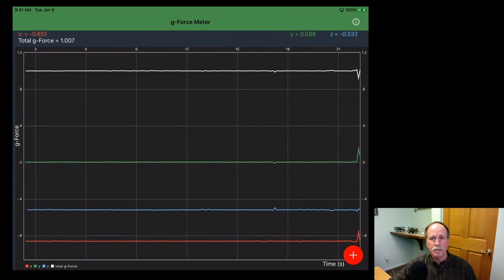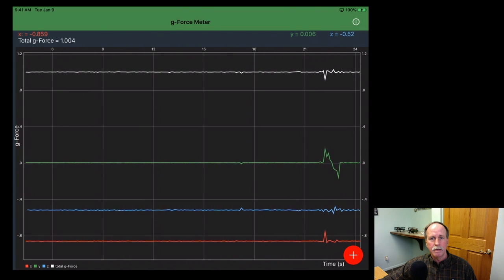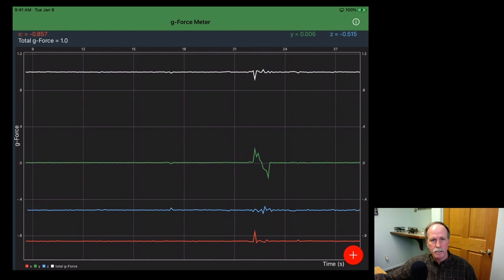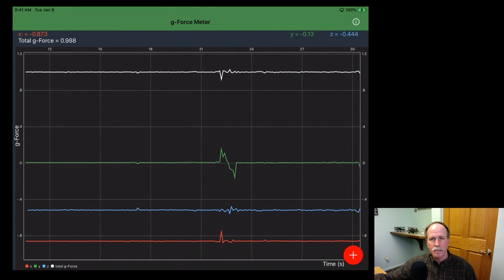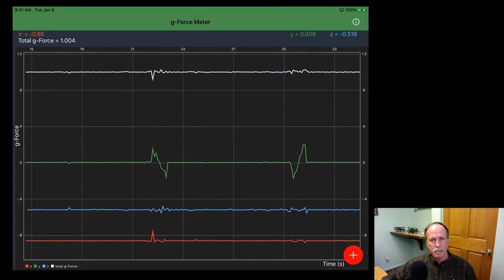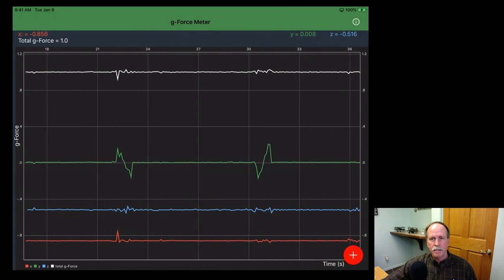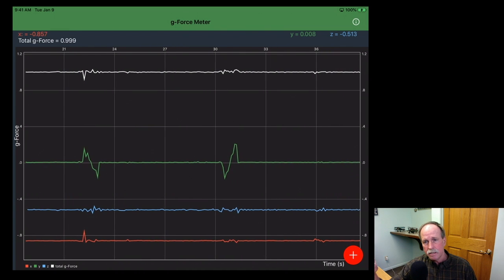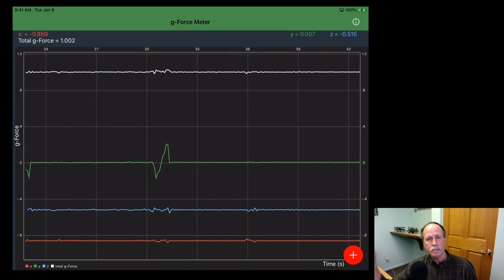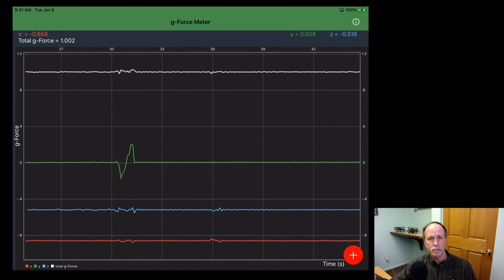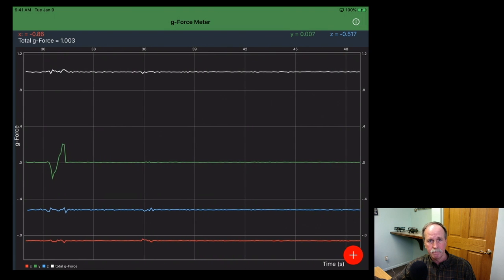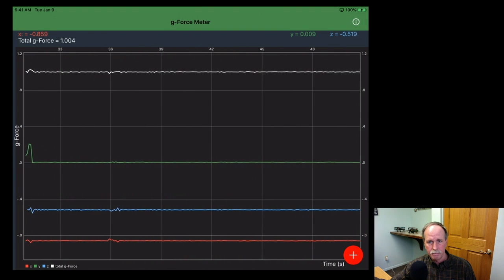For example, if I slide the iPad to the side, I get a change in my y-axis. If I bring it back the other way, I get the opposite change. This can be placed on a carousel or a merry-go-round. You can drive it around in your car and you can measure out the acceleration forces acting on your iPad in real time. It's simple to do.